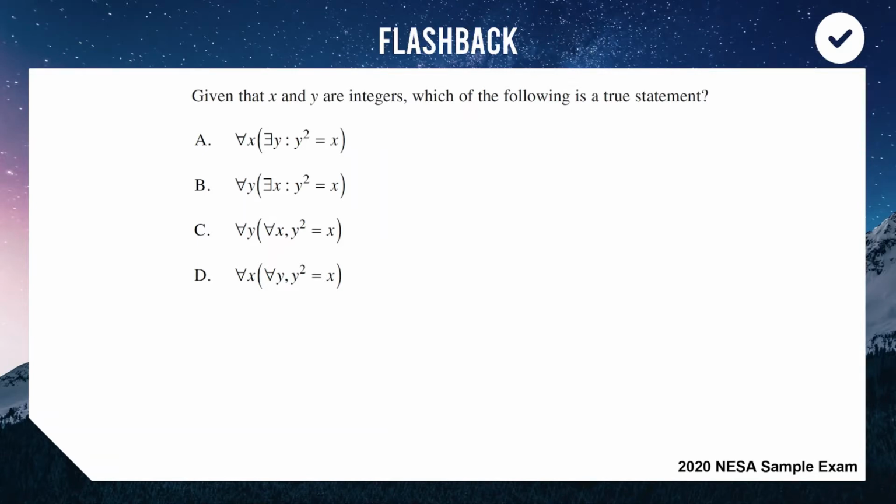We're starting off with a flashback from earlier lessons. We have 4 statements here. X and Y are whole numbers, so which of these 4 is true and which 3 are incorrect statements? Pause the video, give them a read and decide on which one you think is the true statement.